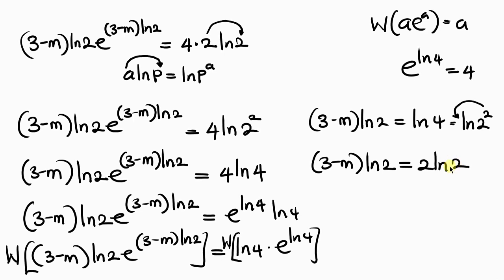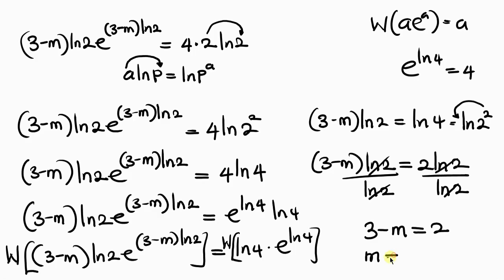That is it. Now let's divide both sides by ln 2. So I'll divide the left by ln 2. I'll also divide the right by ln 2. Now notice that ln 2 cancels out from here. ln 2 also cancels out from here. So we have 3 minus m to be equal to 2. And when we make m the subject, m will be equal to 3 minus 2, which is equal to 1. So that is the value of m.